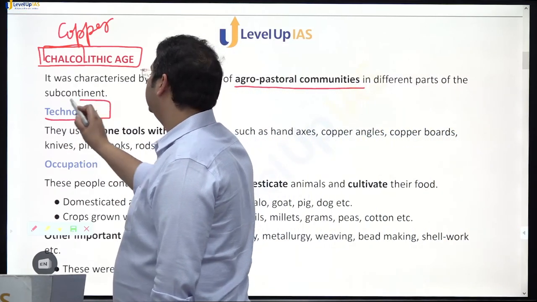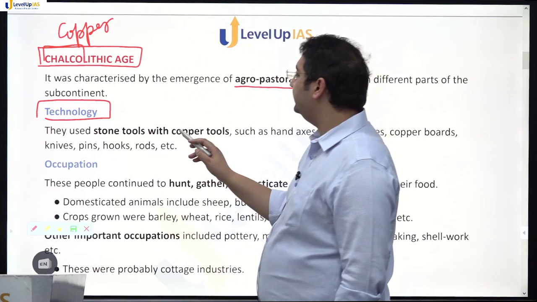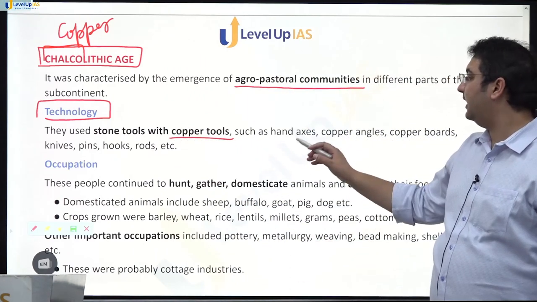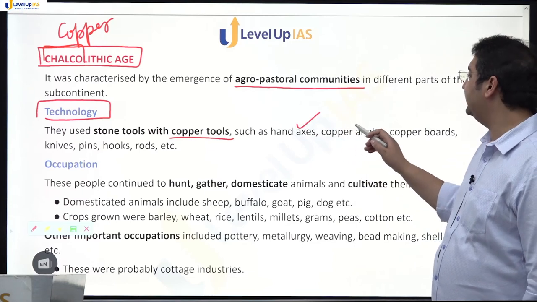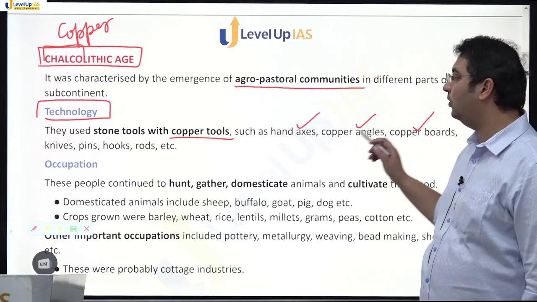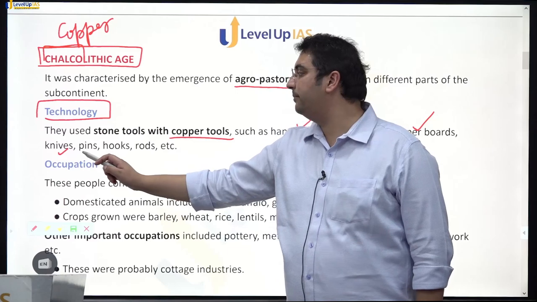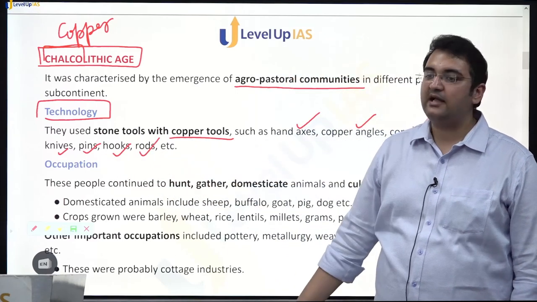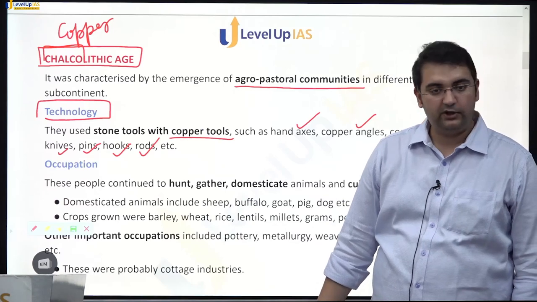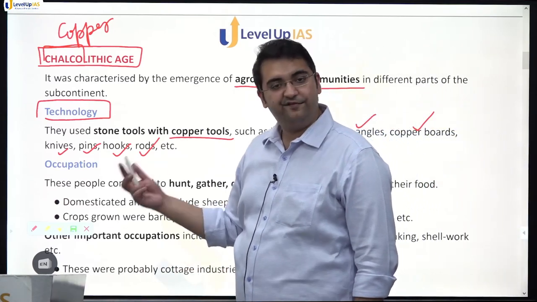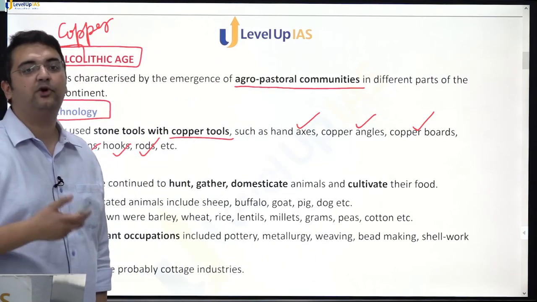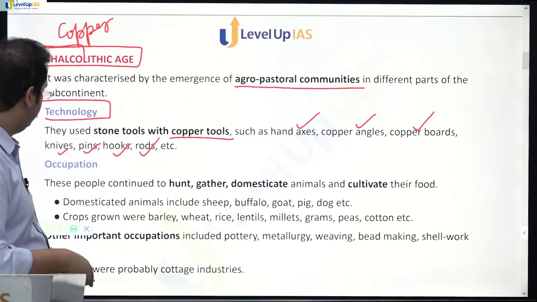Technological changes, stone tools continued to be used and copper tools emerged. What kind of tools? Hand axes, copper angles, copper boards, knives, pins, hooks, rods, etc. So you can imagine them being used for a multiplicity of purposes, from fishing to you can say chopping activities. They could be used as weapons, etc. Okay.